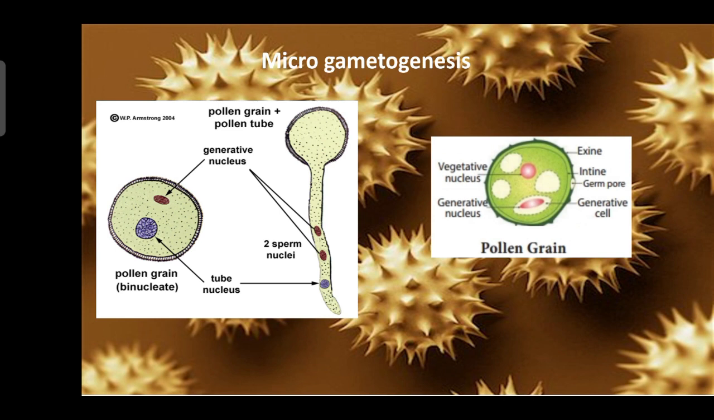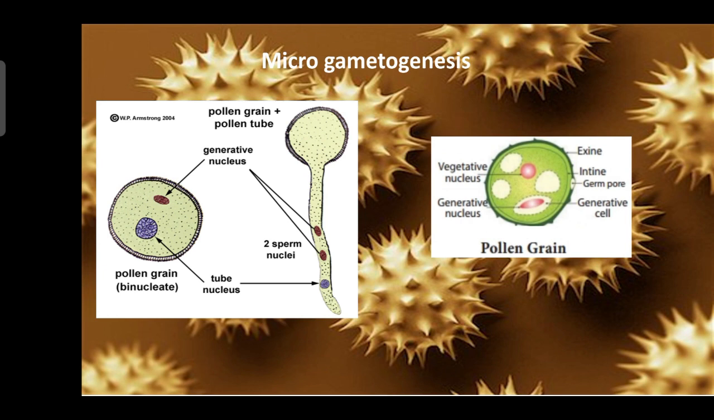In 60% of the flowering plants, the pollen grains are shed at the two-celled stage, generative cell and vegetative cell. But in some, the pollen grains are shed at a three-celled stage, having one vegetative cell and two male gametes here.